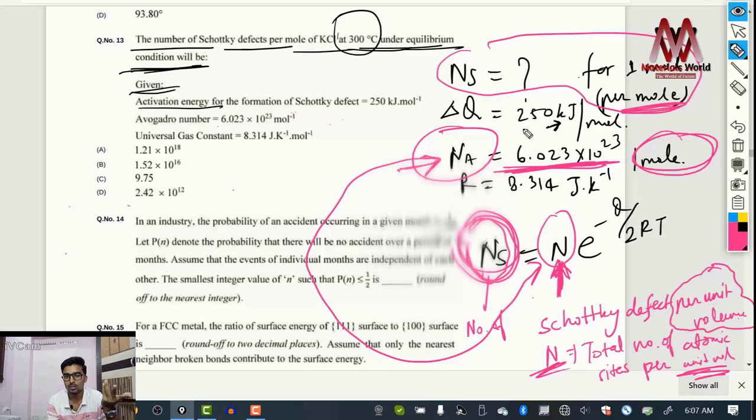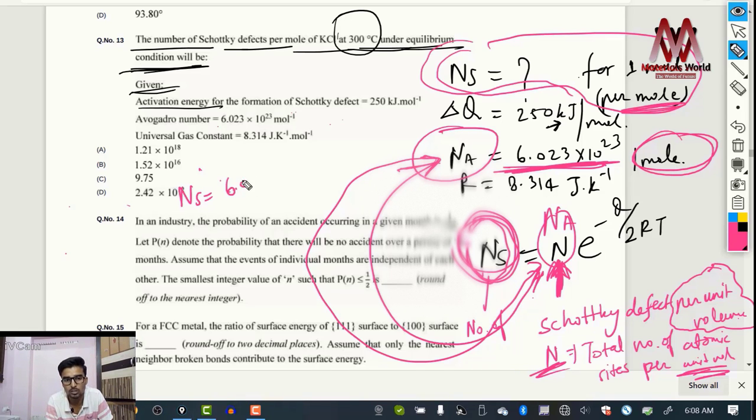That's it. Because Schottky defect is asked per mole, this N will also be the number of atomic sites per mole, and per mole the number of atoms is Na, the Avogadro number. So you just put this Na here, and you can easily find the answer. So Ns you can find out.